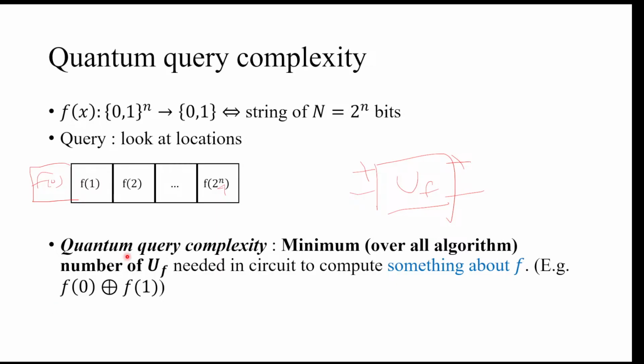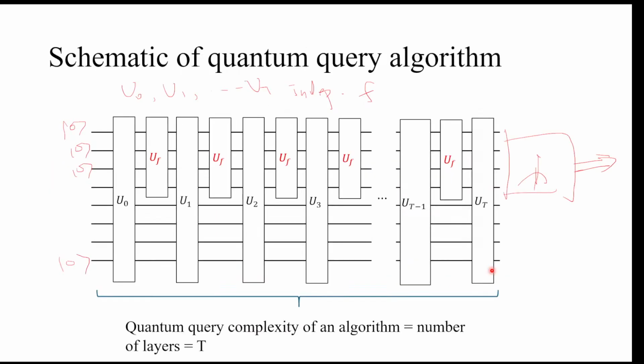Yep. And so this is quantum query complexity. You can define quantum query complexity for every function you want to calculate, this small f. So you can also ask a question, for example here we ask f0 plus f1, and we can ask is there a 0 or not, etc. The minimum number of queries you need to use to determine this property is called the quantum query complexity of your problem, something about f.